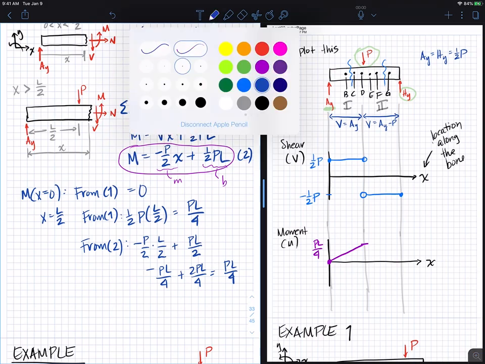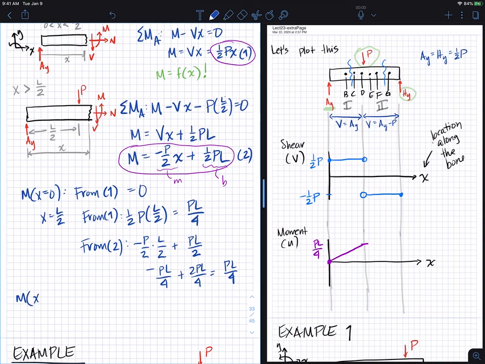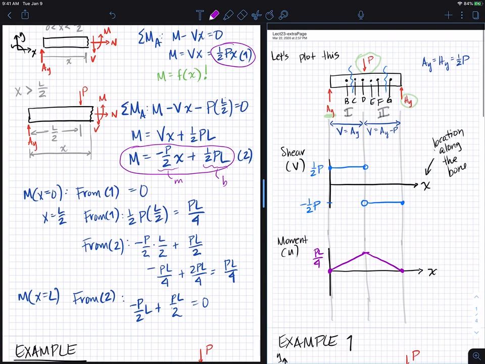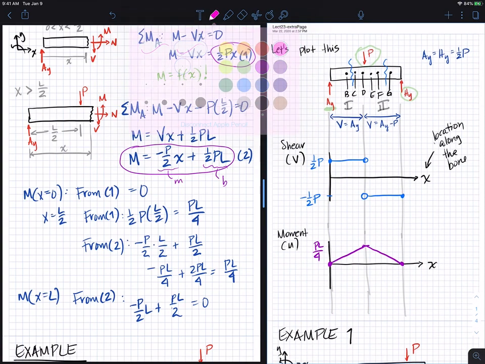And so for M, what's going to happen at the end? What if x equals L? We can plug that in, again from 2, and see that minus P over 2 times L plus PL over 2 is equal to 0. And so now on the right-hand side, we know this is going to come down to 0. And hopefully that makes sense, right? We have a negative slope. This is coming down.